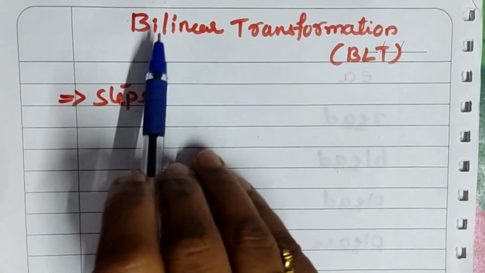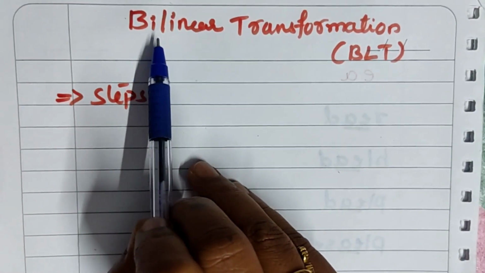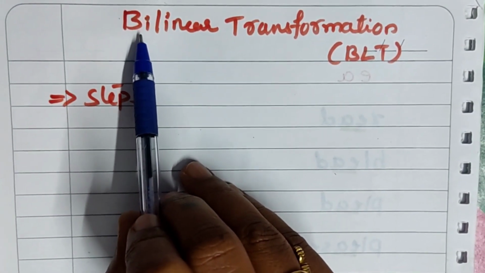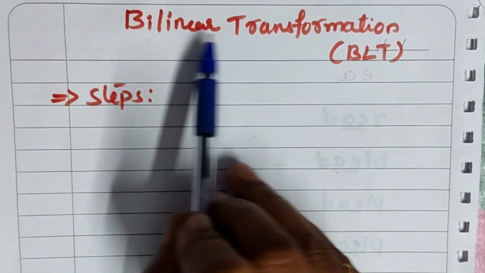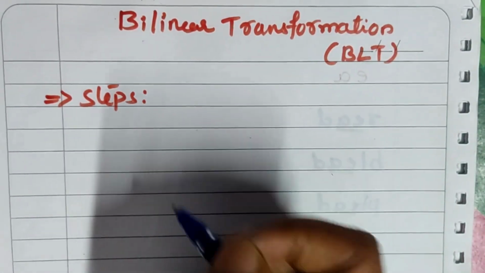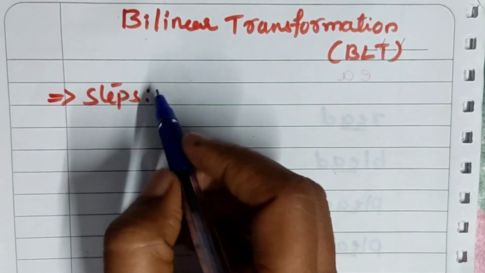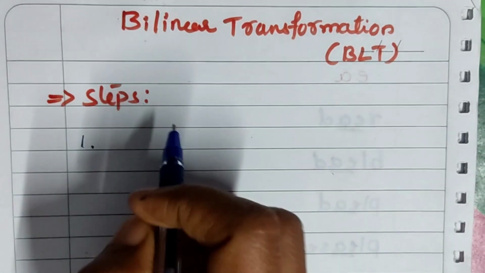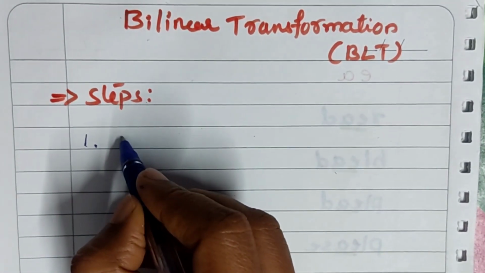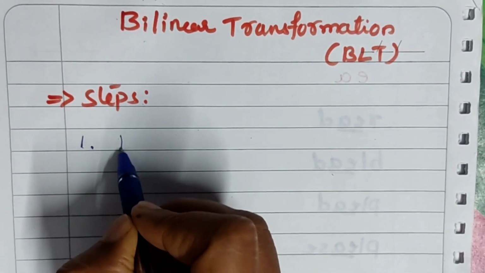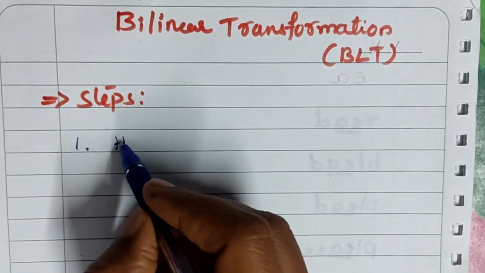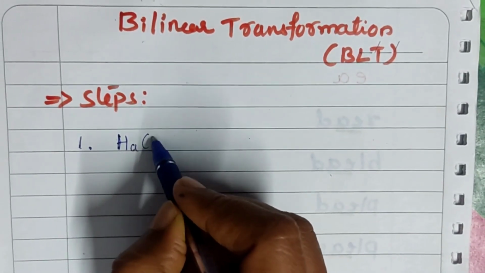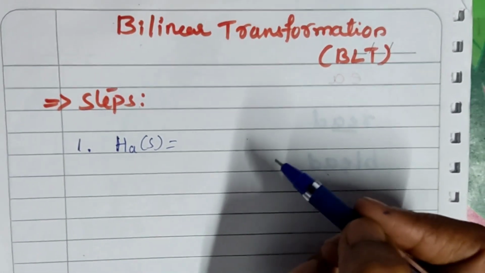Now we will see how to design digital filters by using bilinear transformation, which is called BLT. The steps involved in this are: first, from the given specifications, we have to calculate the analog transfer function H_A(S).